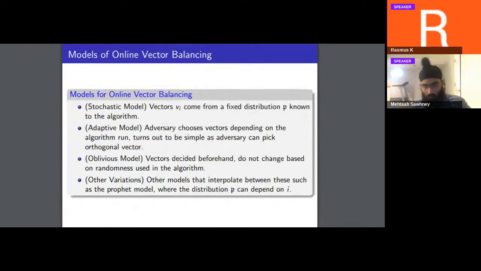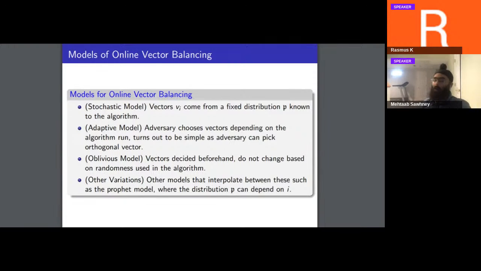Up to this point, I've been a little bit vague about precisely the models of online vector balancing. There are actually a bunch of different models, and I'm not going to specify all the possible models. Maybe the most natural is the stochastic model. You're given vectors v1, v2, v3, and what's secretly happening is that you're just getting random samples from a fixed distribution pi that you know.